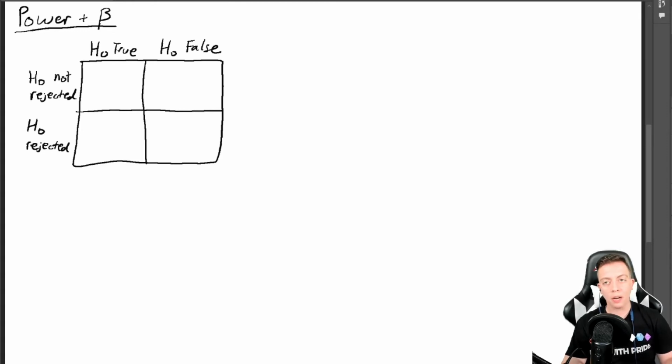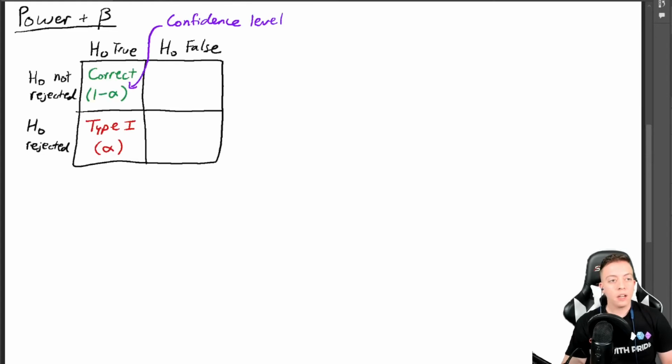If we have our 2x2 table, we've got H naught equal to the null hypothesis. If the null hypothesis is true and we do not reject it, that is a correct conclusion. And that, as we discussed last time, is the confidence level and is calculated by 1 minus alpha. If the null hypothesis is true and we reject it when we shouldn't, that is a type 1 error, and the probability of a type 1 error would be alpha. So that's where we got that.